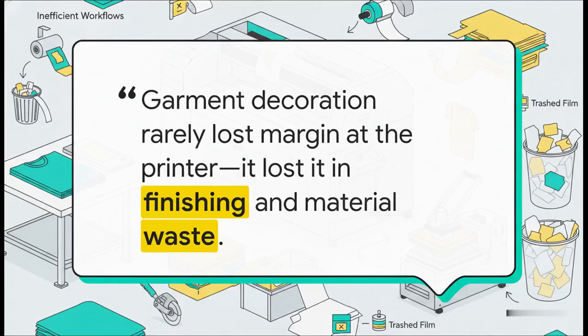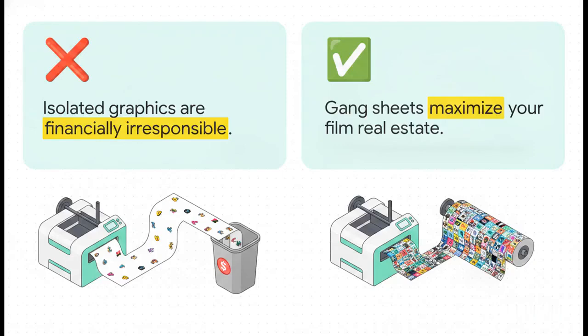The printer itself, it's usually doing its job just fine. Where your margin is actually bleeding out is in the silent, creeping costs of inefficient workflows, trashed film, and the physical labor required after the printhead stops moving. So, winning the profit game means looking away from the shiny new hardware and looking directly at your waste bins and your cutting tables. So let's talk about where that material waste actually begins.